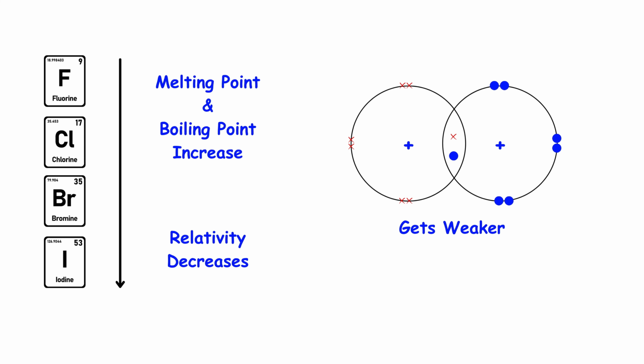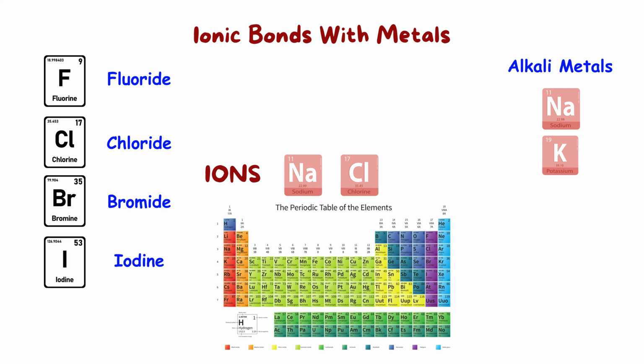In terms of bonding, halogens commonly form ionic bonds with metals. When a halogen atom gains an extra electron to complete its outer shell, it forms a negatively charged ion known as a halide. The naming convention for halides involves changing the ending of the element's name to "ide", so fluorine becomes fluoride, chlorine becomes chloride, bromine becomes bromide, and iodine becomes iodide, all of which are halide ions.